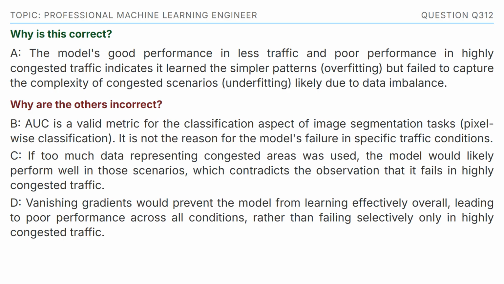B. AUC is a valid metric for the classification aspect of image segmentation tasks, pixel-wise classification. It is not the reason for the model's failure in specific traffic conditions. C. If too much data representing congested areas was used, the model would likely perform well in those scenarios, which contradicts the observation that it fails in highly congested traffic. D. Vanishing gradients would prevent the model from learning effectively overall, leading to poor performance across all conditions, rather than failing selectively only in highly congested traffic.